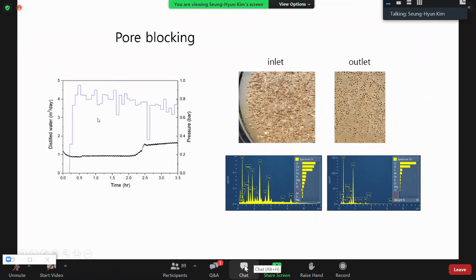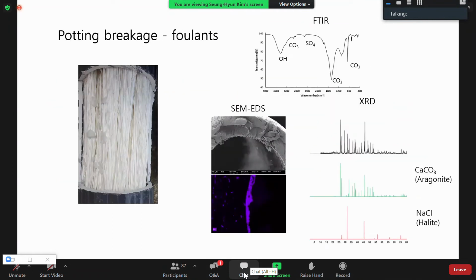For pore blocking, this one shows production and pressures. You can see here, with operation, production decreased and pressure increased. So we took out the module and examined the module inlet and outlet side. On this outlet side, you can see some holes. But on this inlet side, these holes are blocked because of suspended particles sent into the module. When we did the elemental analysis of these suspended particles, they are aluminum silicate, some ions, but they also contain aluminum and silicate, which means they are suspended particles. So we installed microfiltration to solve these problems.